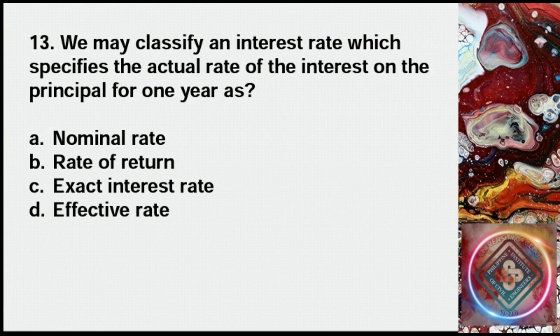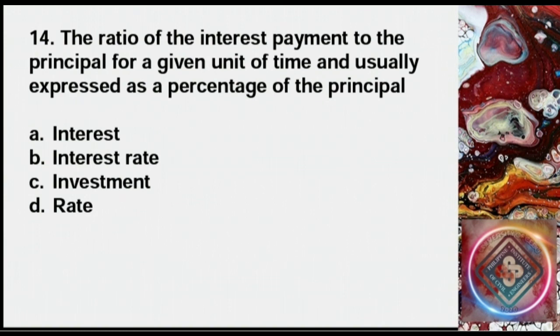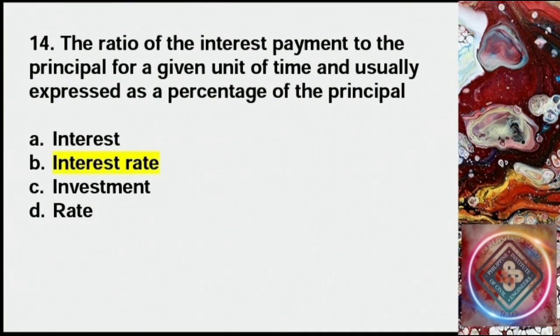13. We may classify an interest rate which specifies the actual rate of the interest on the principal for 1 year as A. Nominal rate, B. Rate of return, C. Exact interest rate, D. Effective rate. D. Effective rate. 14. The ratio of the interest payment to the principal for a given unit of time and usually expressed as a percentage of the principal. A. Interest, B. Interest rate, C. Investment, D. Rate. B. Interest rate.